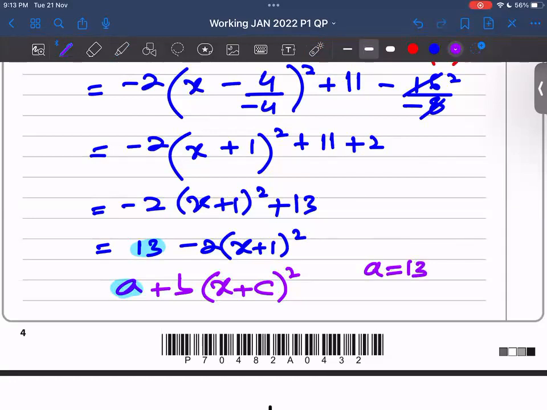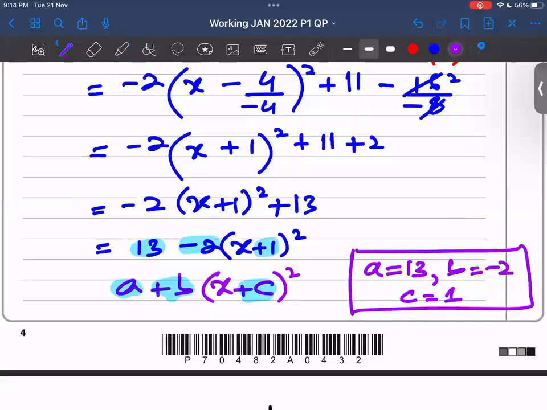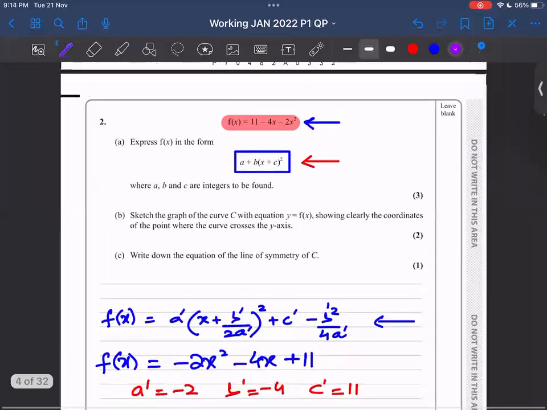The coefficient of the bracket is the value of b. It is b here. The value of b is minus 2. In the bracket x plus 1, the bracket is x plus c. The value of c is going to be positive 1. So these are the values that we need to find out in this part.